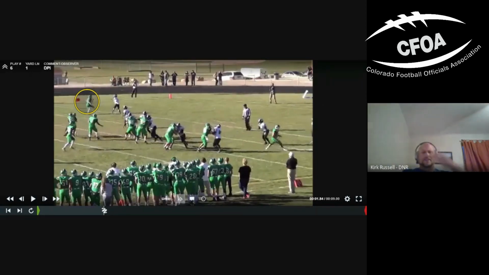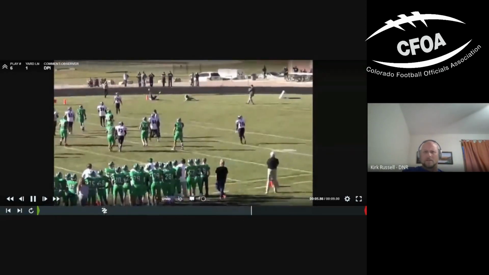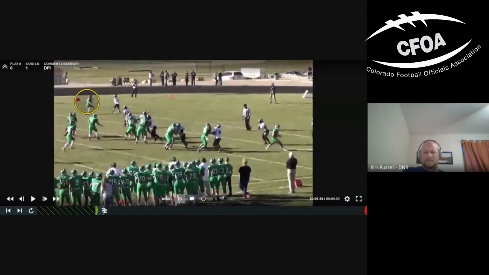I think that helps. Okay, here we've got the next play. We've got circled a white out at the top of the screen. Looks goofy as hell.